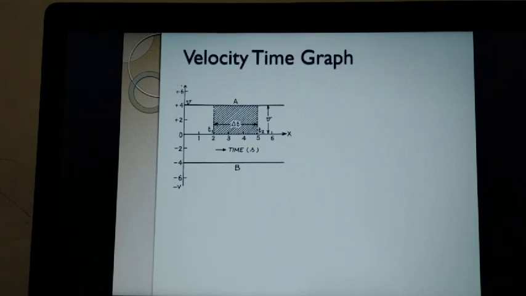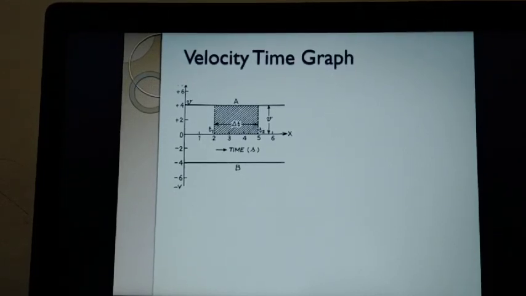And moreover, the velocity of A and B remains constant at 4 meter per second. Velocity remains constant throughout. So we can say that this is the graph with the constant velocity. A movement with the constant velocity is known as uniform motion. So this is the graph for uniform motion, an object in uniform motion.